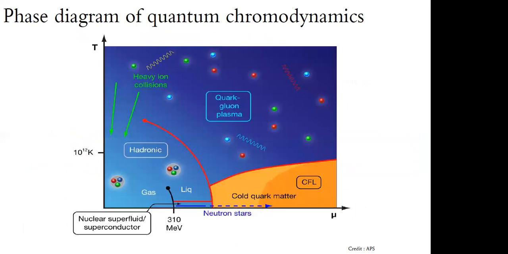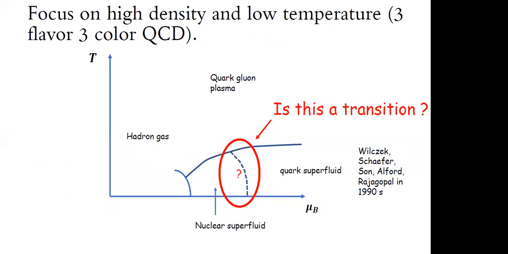Okay, so this is the phase diagram of quantum chromodynamics, which is what I'm going to concentrate on in the rest of the talk. This is something that nuclear physicists spend a significant part of their time thinking about. I'm going to concentrate on the low temperature, high density part of the phase diagram. So instead of looking at this detailed phase diagram, let me go to a cartoon. This is the phase diagram for 3-flavored, 3-colored quantum chromodynamics.